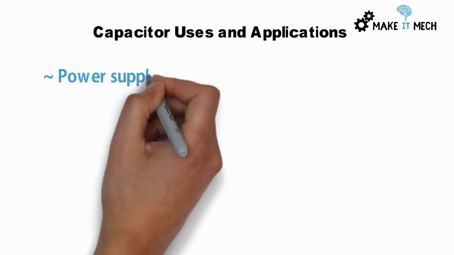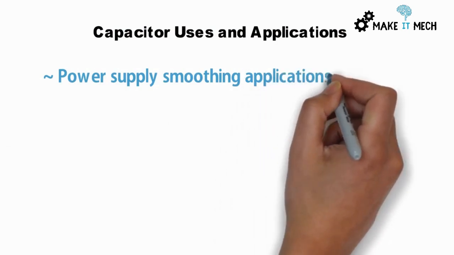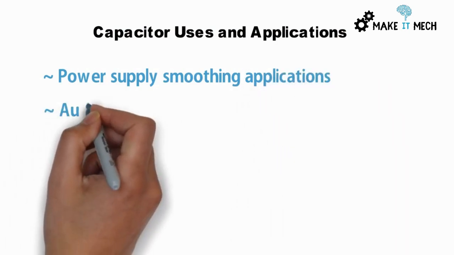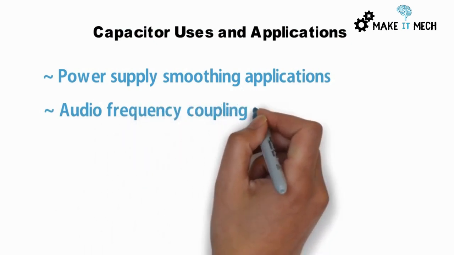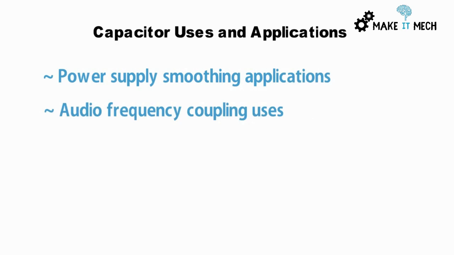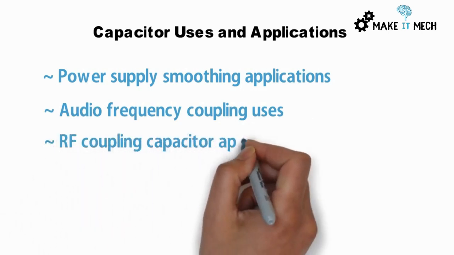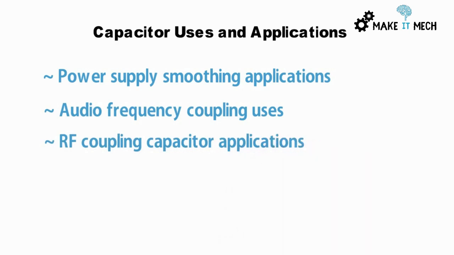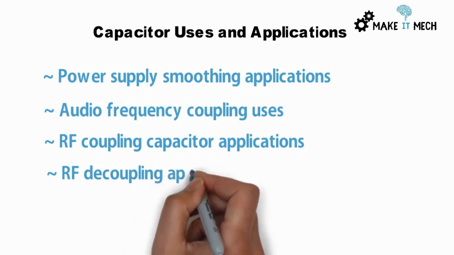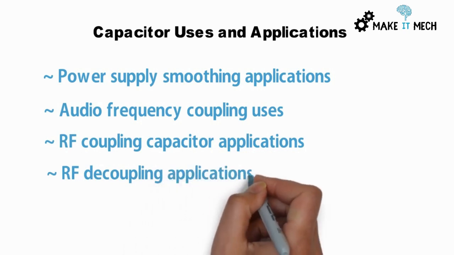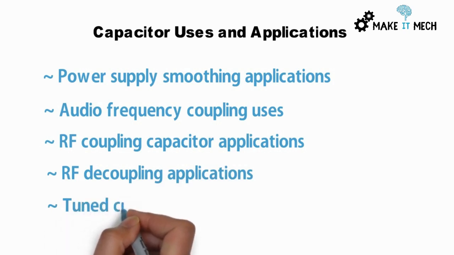Capacitors are used for power supply smoothing applications. They have audio frequency coupling uses. They are also used as radio frequency coupling capacitors, in RF decoupling applications, and for tuned circuit uses.